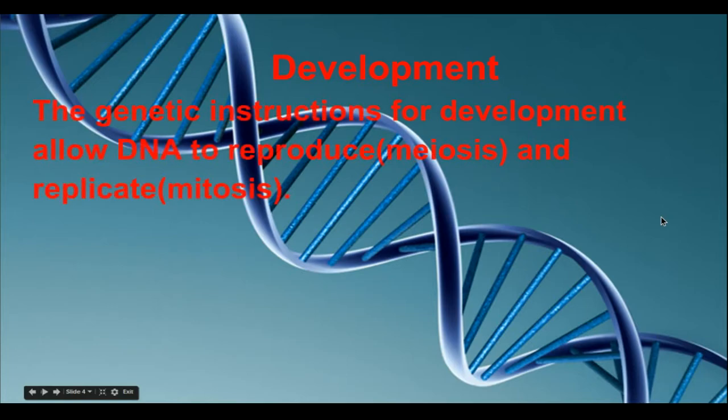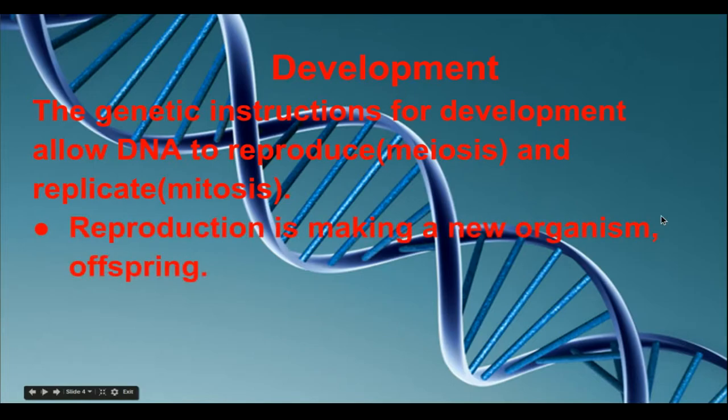Okay, in development, we talked briefly about this. You have meiosis and you have mitosis, and they're a little bit different. So in reproduction, which is meiosis, you're making a new organism or offspring. So whether it's a plant growing more plants, making seeds, or whether it's a single cell organism splitting and becoming more than one, or whether it's like a mammal where you have sex involved and you have an offspring. Doesn't matter, it's reproduction, and you're making new offspring. That's where meiosis takes place.